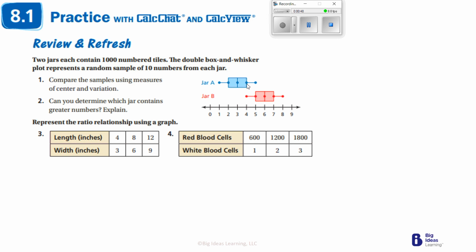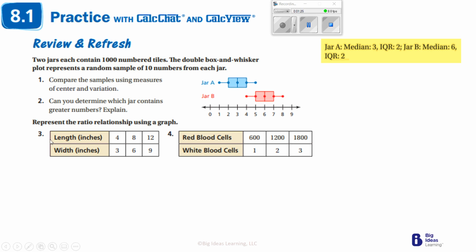The interquartile range is 4 minus 2 for A and 7 minus 5 for B, which both equal 2. So they are identical. The only difference is the measure of center. Now, whether 10 numbers from each jar is sufficient to represent the 1,000 number tiles, that's for you to figure out. So for number 1, I'm going to say jar A's median is 3, interquartile range is 2. Jar B's median is 6, interquartile range is 2.